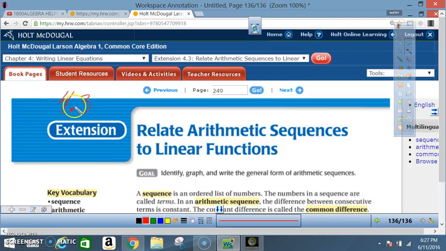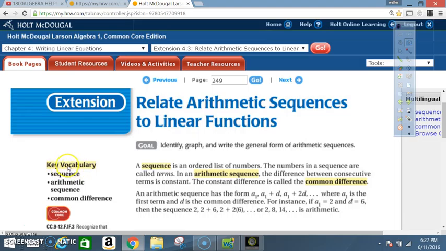Okay, class, we're in section 4.3 extension: relate arithmetic sequences to linear functions. Key vocabulary: sequence, arithmetic sequence, and common difference. Your goal: identify, graph, and write the general form of arithmetic sequences.